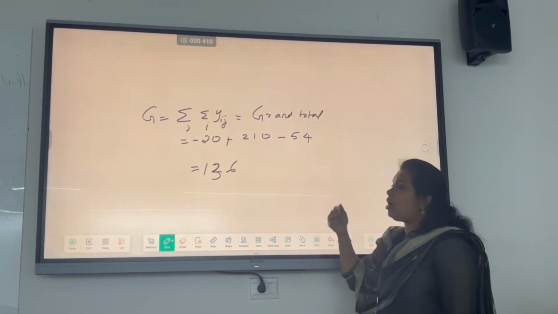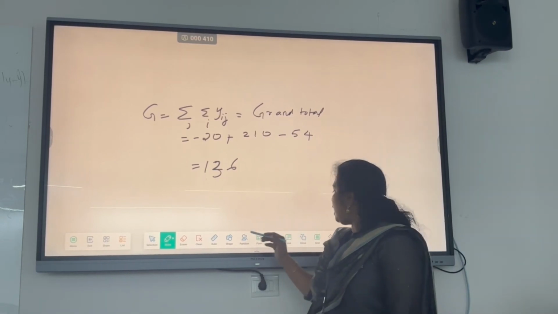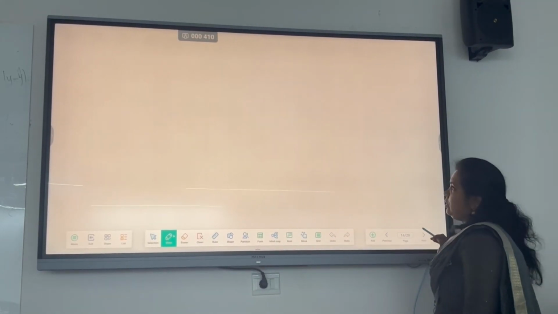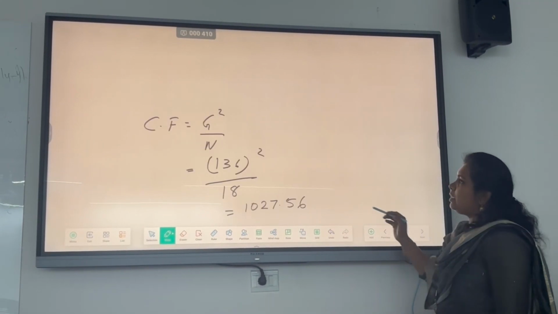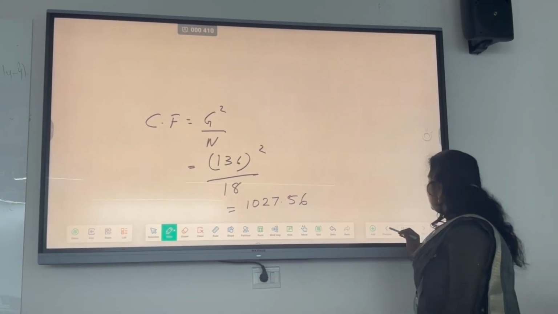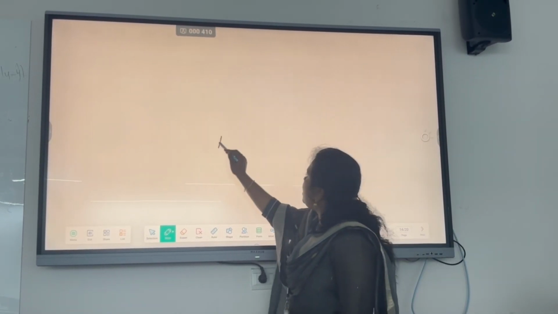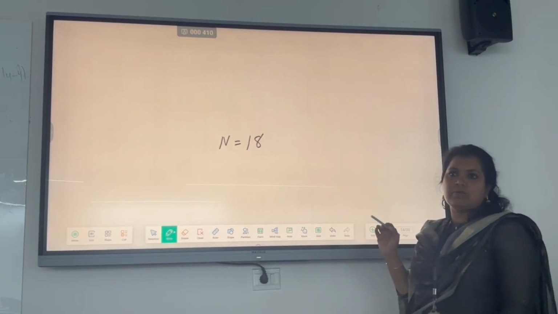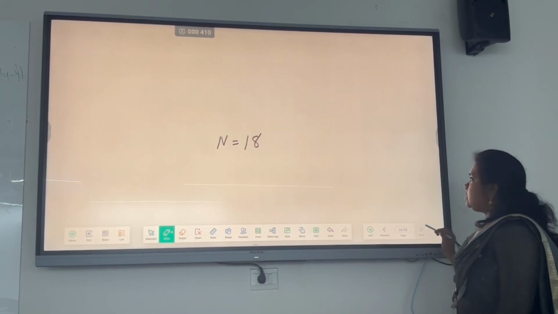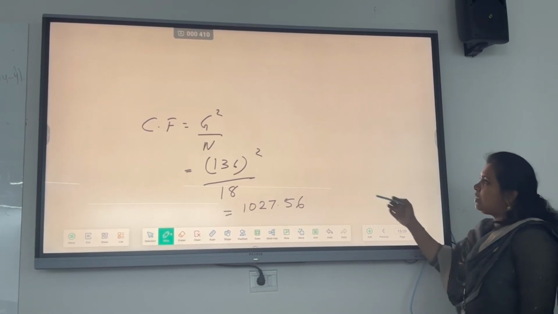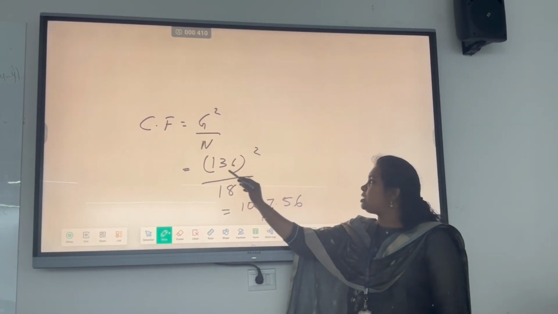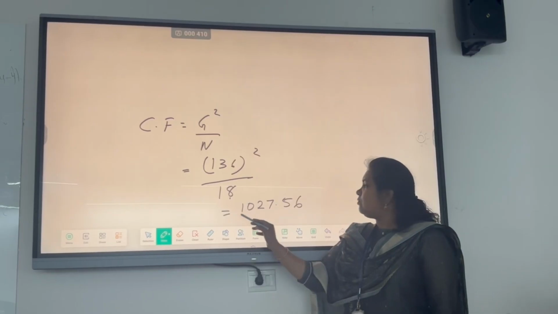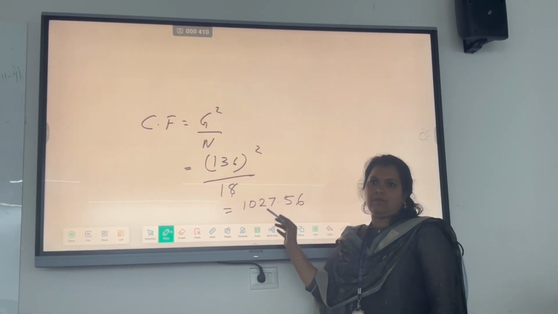So now, obviously, we are going to calculate the correction factor next. So what is the correction factor? Before that, we know that the capital N value is 18. So 18 observations are given for the ropes. So we can calculate G square by N as 136 square by 18, which you can find from the calculator.